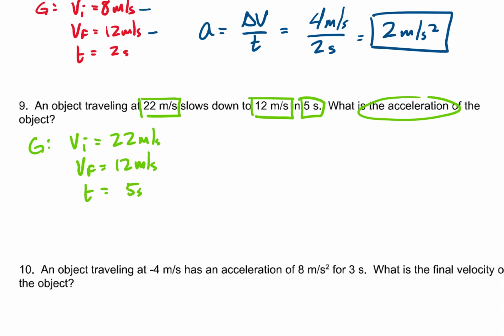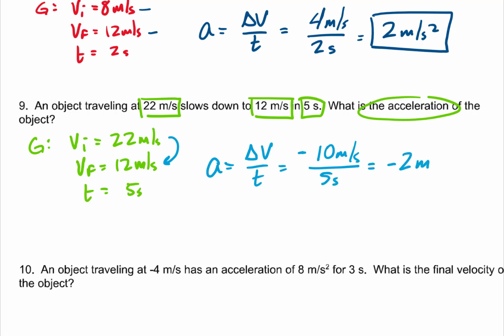So if we want to find the acceleration, it's going to be the change in velocity over time. My change in velocity, we go from 22 down to 12. That means my change in velocity is negative 10 meters per second in a time of 5 seconds. That makes the acceleration negative 2 meters per second squared.